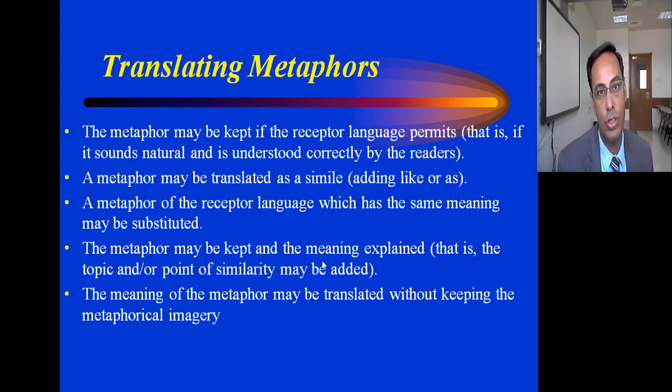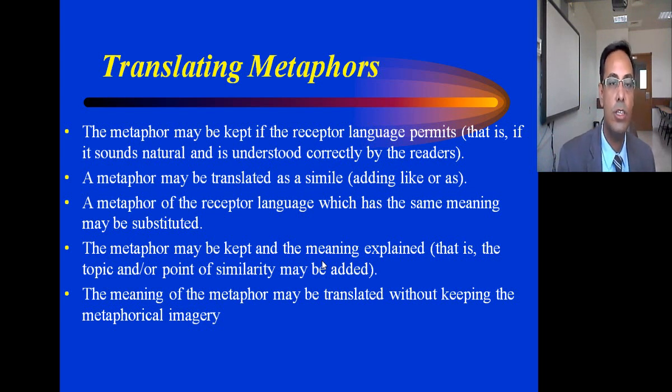The second solution or strategy: the metaphor may be translated as a simile. We use a simile instead of the metaphor when the target language does not permit, when we do not have an equivalent metaphor. We can say like. For example, the man is a fox. الرجل ثعلب. In this case, it is a metaphor. If we say الرجل مثل الثعلب, here we turn it into a simile. So we can use it as a simile.